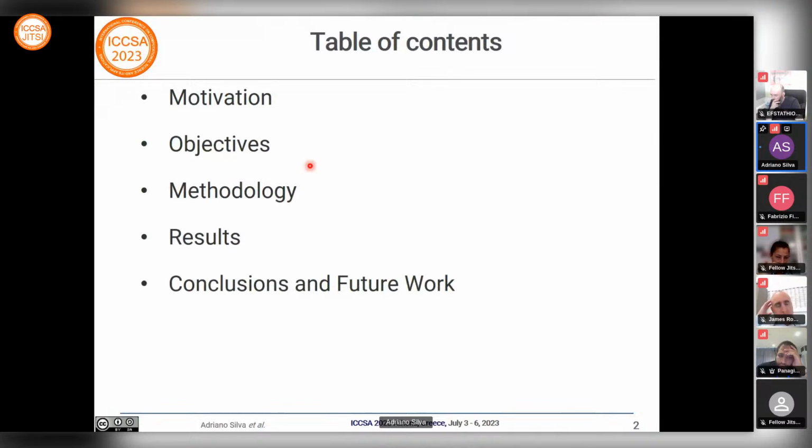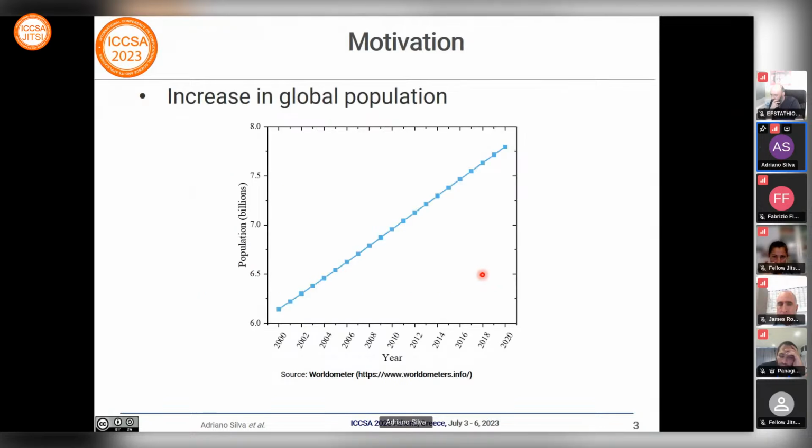So this presentation is divided into the following contents, in which I will begin speaking about the motivation, then I will move to the objectives, the methodology, the results, and then the conclusions and future work. So to begin with, here we have the global population with a sharp increase in the last years, which will demand more efficient and sustainable operation to attend increasing demand for services in a wide range of sectors.